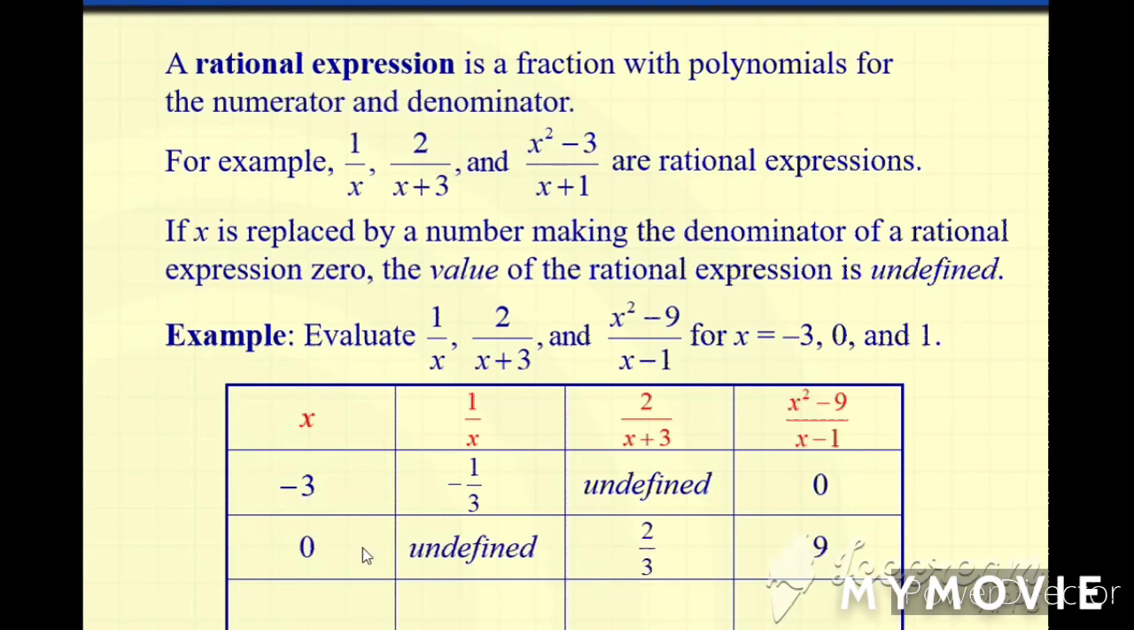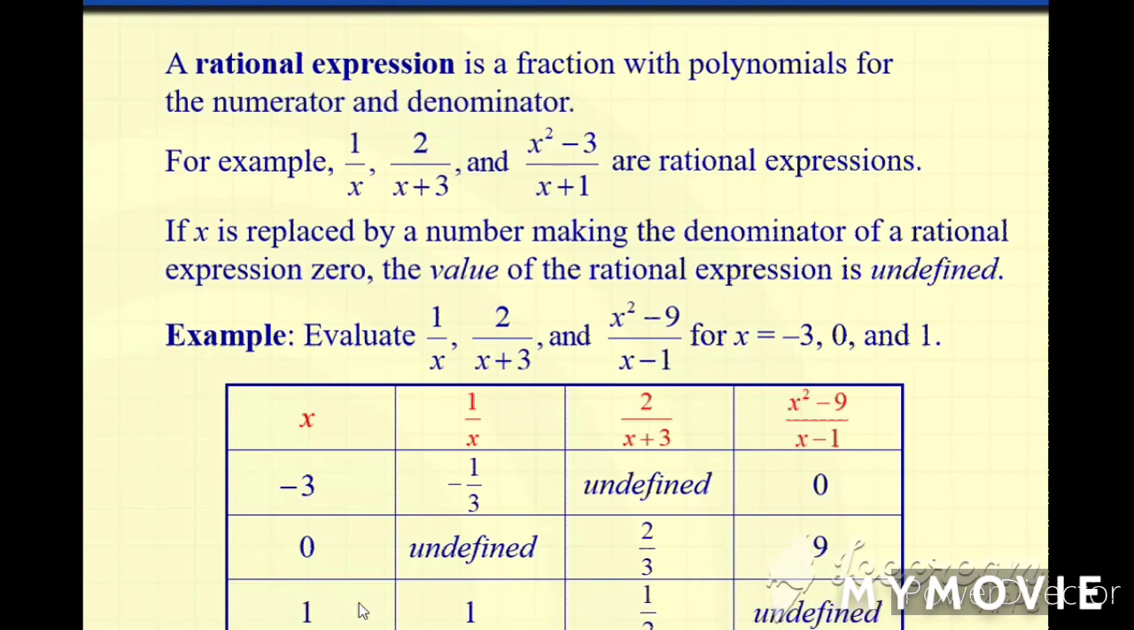So when x equals 0, our 1 over x becomes 1 over 0. Since the denominator is 0, it is undefined. For the second, 2 over x plus 3, when x equals 0, it becomes 2 over 3. So the answer is 2 over 3. When x equals 0 here, x squared minus 9 becomes 0 squared, that is 0, minus 9, negative 9, over 0 minus 1, which is negative 1. Negative 9 over negative 1 becomes positive 9.